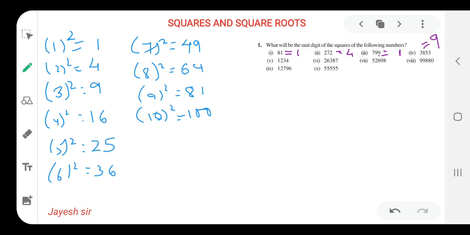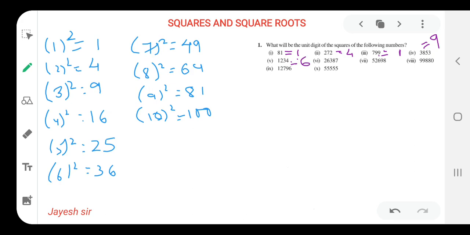So let us begin with the next sum, that is the fifth sum. And if you are capable of solving on your own, pause the video and try to solve it now. Fifth sum, that is 1234. 4 is at the unit place, but we know the square of 4 is 16, that means its unit place is 6. So the answer would be 6. I hope you all might be getting it.